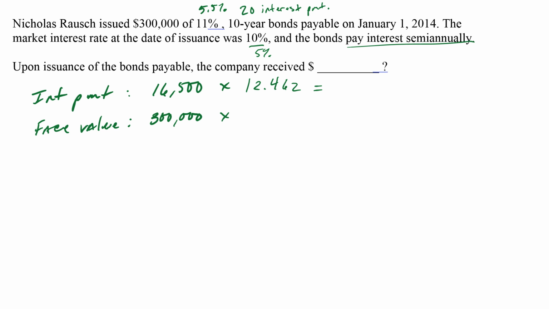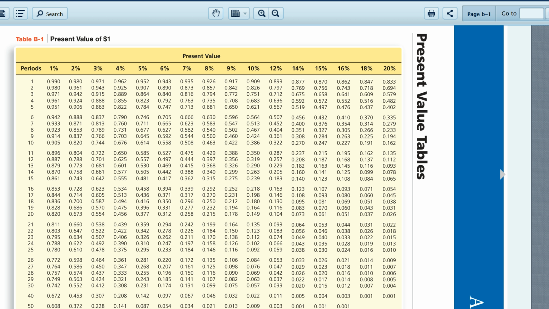Okay, so I put 12.462, I multiply that by the 16,500, and I get the present value of the interest payments as 205,623. Now we need to figure out the present value of the face value, because that is going to get paid back at the end of these 10 years. And for that we need to use a different table. For the single payment, we use the present value of $1, or sometimes that's called the present value of a single sum. What it means is it's just a one-time amount.